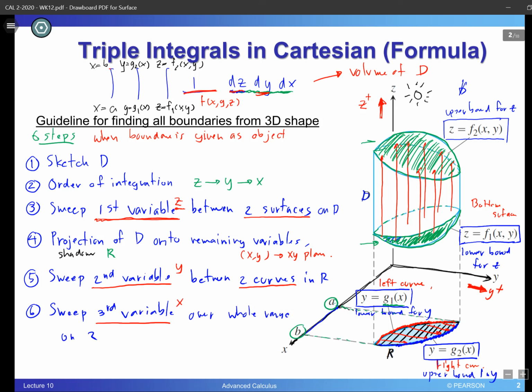So there you go. These are the 6 steps that you need to do in order to determine all these boundaries that you need. Keep in mind that the shape can rotate because it depends on the order of integration. Sometimes it's dx, dy, dz, so you have to do this differently. But in the end, you need to follow this guideline. It's the same thing over and over again. Now that you have seen this guideline, let's apply it to some examples in the next slides.